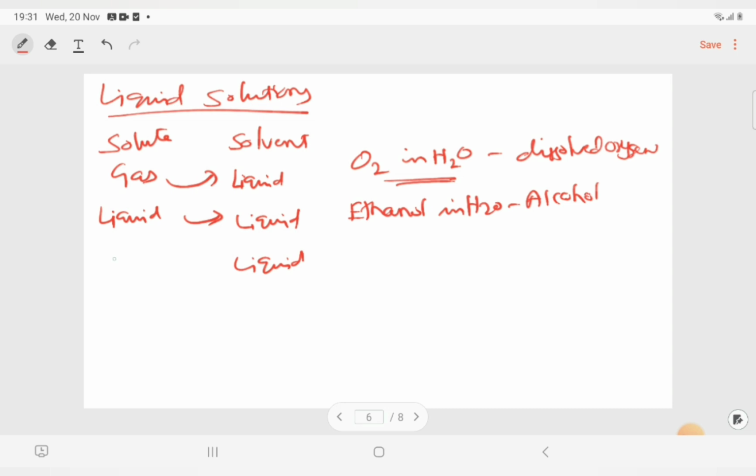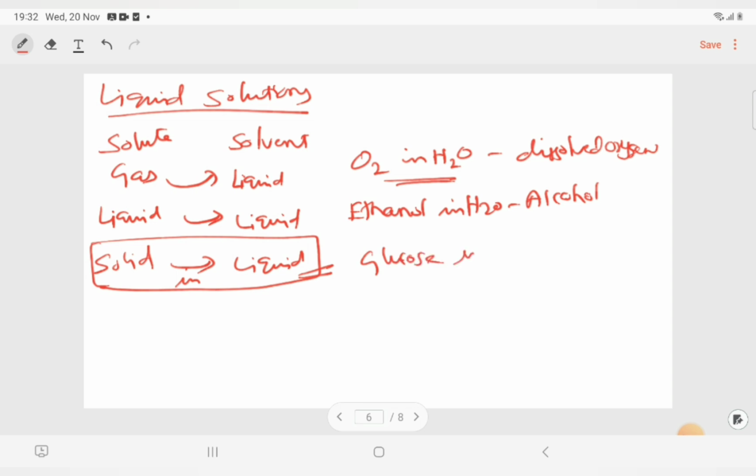And the third example, solid dissolved in liquid. This is the commonly known solution. Whatever solution we talk about, in most cases we can understand. Whenever somebody says solution, you will easily imagine that we take some solid and we dissolve it in liquid. So this is a commonly known solution, and the best example could be salt in water or glucose in water. You can write whatever you want as long as the solute is a solid.